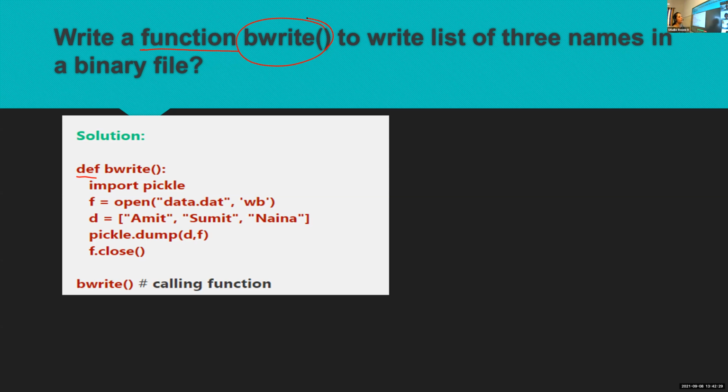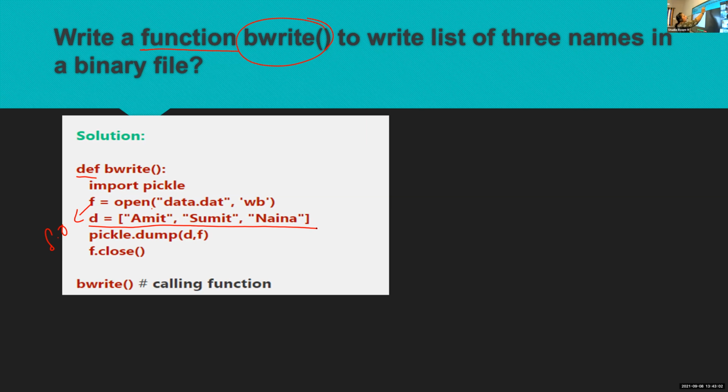After that, which one is the second statement? What is the use of the second statement? It is used for opening the file. Here f is the file object, and open is the function used to open the file. So open, within brackets, data.dat. Then write the file mode. Here the file mode is wb, that is write binary. After that I want to create a list.